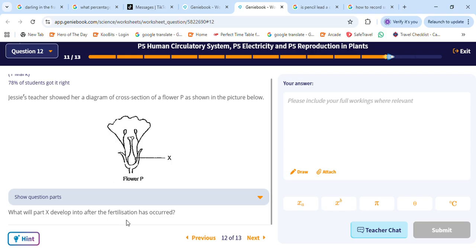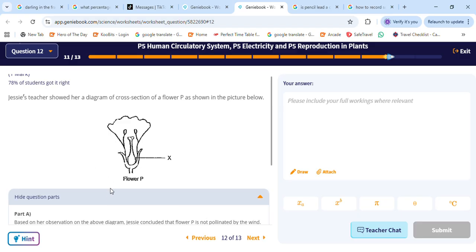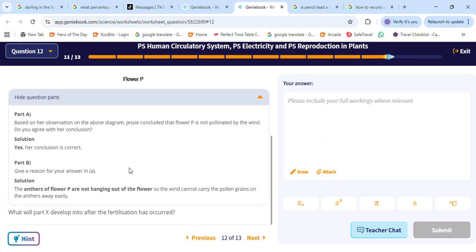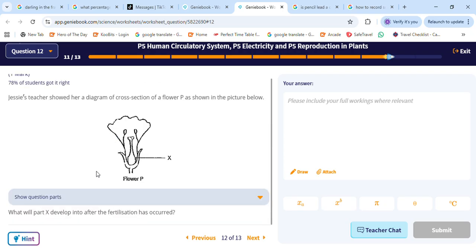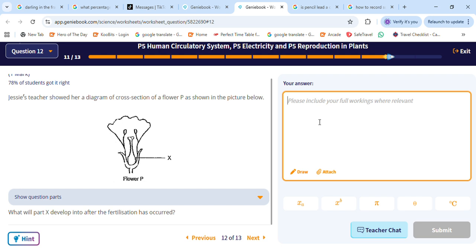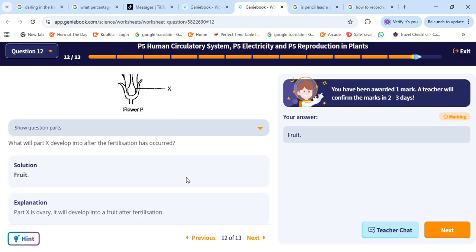What do eggs develop into after fertilization has occurred? It's so hard. First of all, they're not pointing to insects, right? She's referring to ovary outside fruit. So it's the ovary that will develop into a fruit. Fruit. Please be right, I need this. Woo!